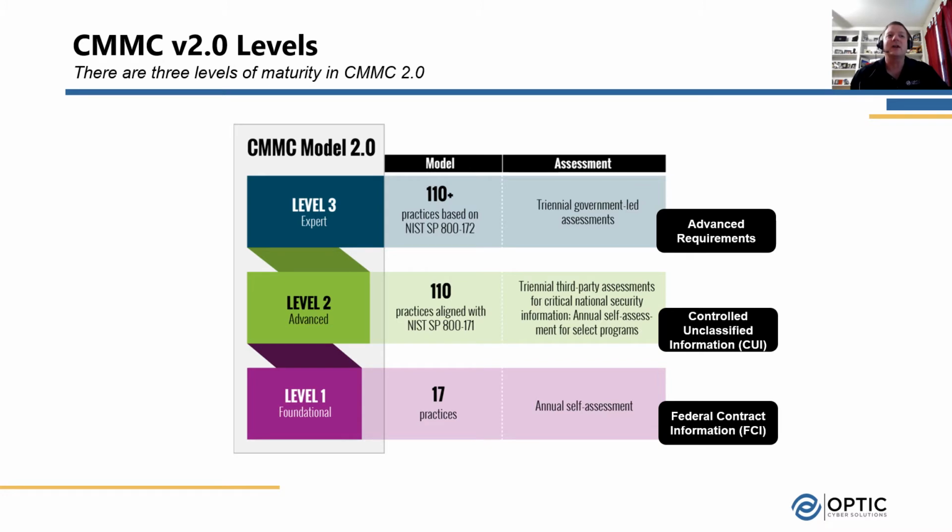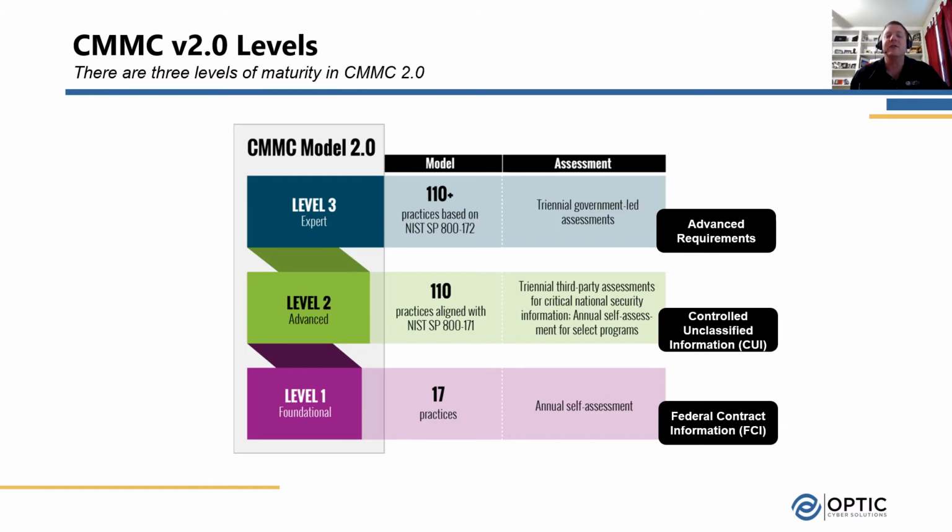So let's take a deeper look into each of these levels and understand what they mean. Level 1 is still the foundational level, still includes the 17 practices from the original version of CMMC, and those are the practices that were identified from the FARs and are pulled out of 800-171 as well. Organizations that are only processing federal contract information, or FCI, are required to be at level 1, and they're required to do annual self-assessment. So there's no longer the requirement for the third-party assessment at level 1.